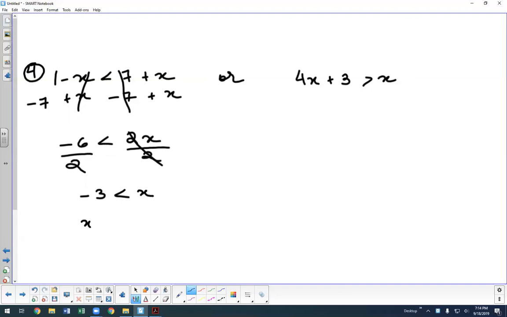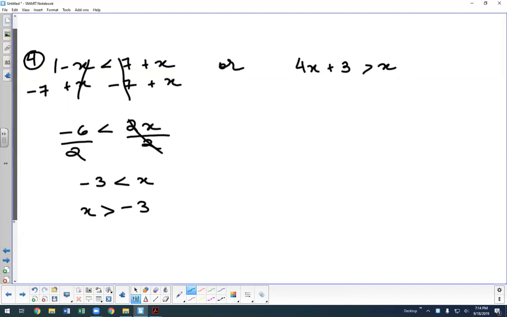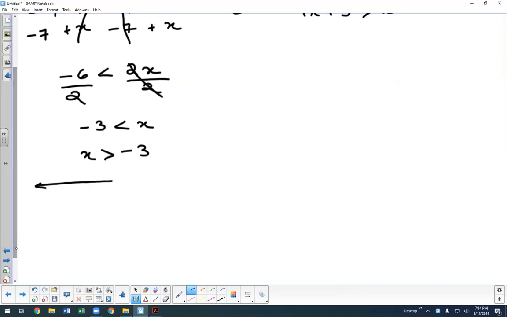If you want to rewrite this, the open mouth is towards the x. So we're saying x is greater than negative 3. Negative 3 will be here, infinity, negative infinity. We're saying greater than, so what direction are we going? To the right? And what am I putting on my negative 3? Parentheses. Yeah, okay.